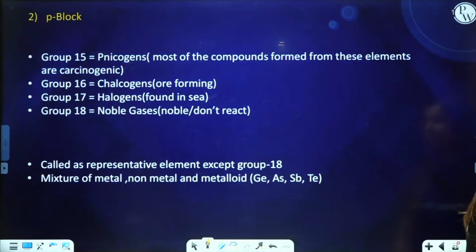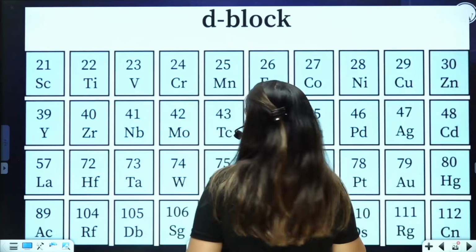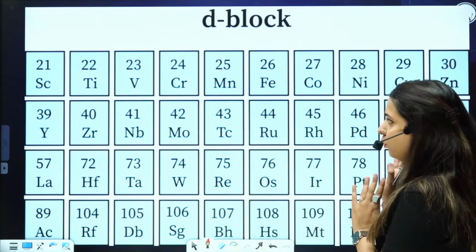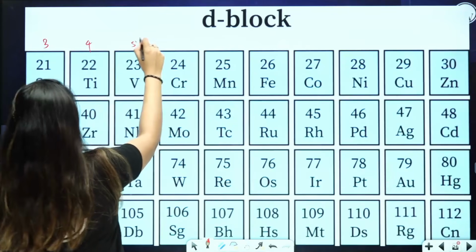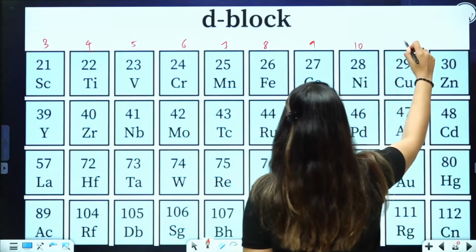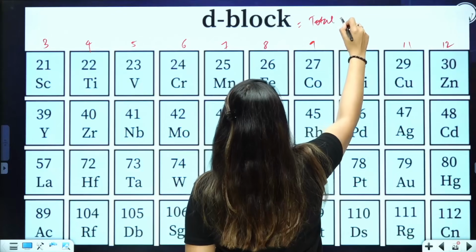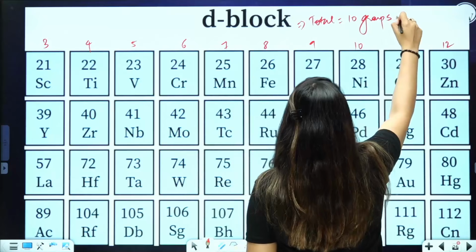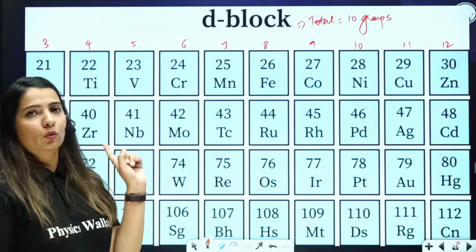Let's move forward. After that, we have the d block elements. All these are your d block elements, starting from scandium, yttrium, lanthanum, actinium, and we are moving from left to right towards the d block, which starts from the third group. Then we have fourth group, fifth group, sixth group, seventh, eighth, ninth, 10th, 11 and 12. Combined, there are a total of 10 groups, starting from group number 3 and ending at group number 12.